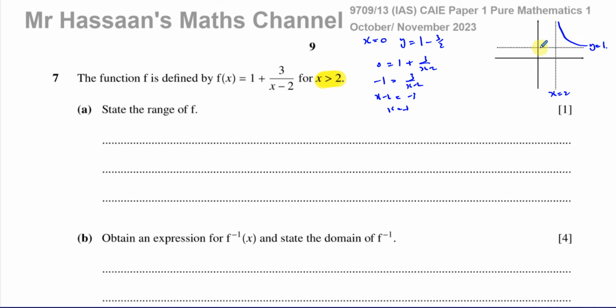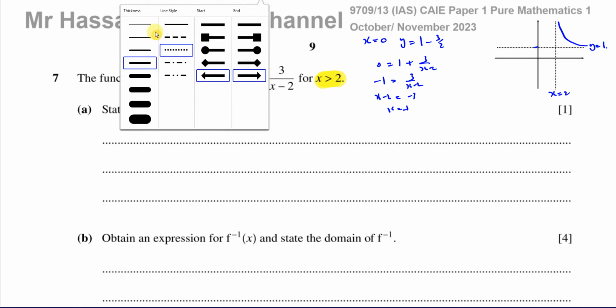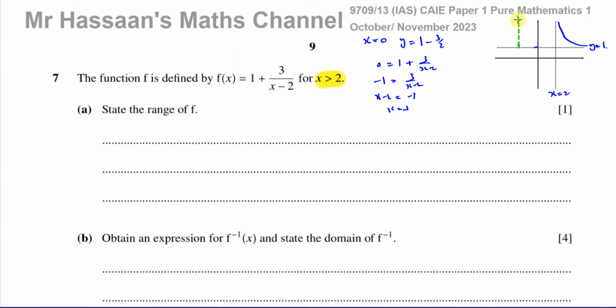Okay, so the range of a function is all the y values it can take. Its range is going to be all the values of y it can take, which start from just above 1 and go on to infinity. So it doesn't quite touch 1, and it goes all the way to infinity, carrying on forever.